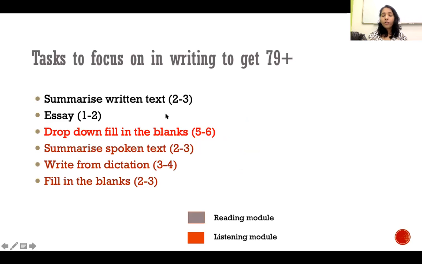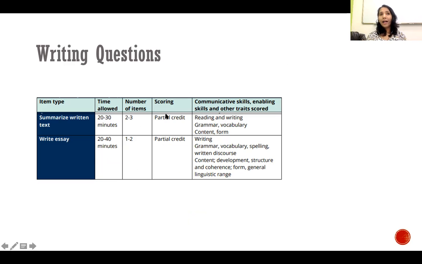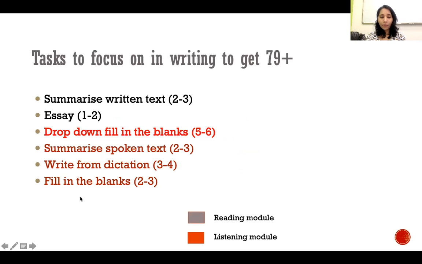So for you to get your 79 or your band 8, band 7 in writing, it's not obtained by you focusing on your writing alone. So what are the other modules or the other question types that contribute and help you to score your desired score in writing? So how do you get your writing points? You don't get it by doing writing and writing and writing. You get it by these types of questions.